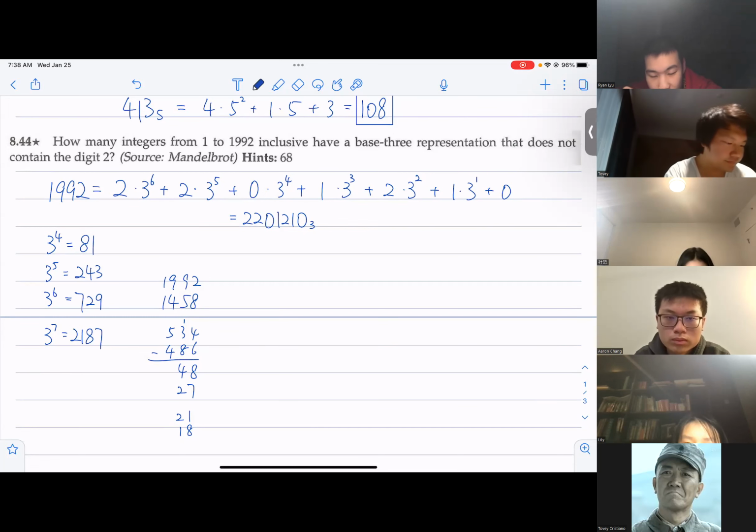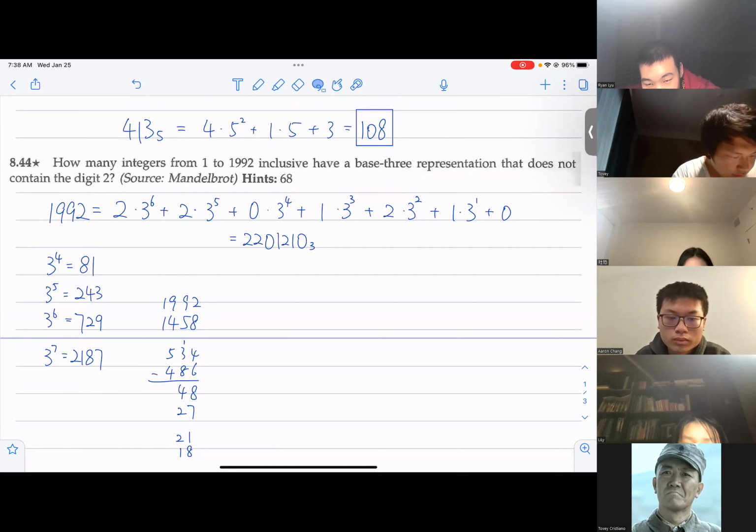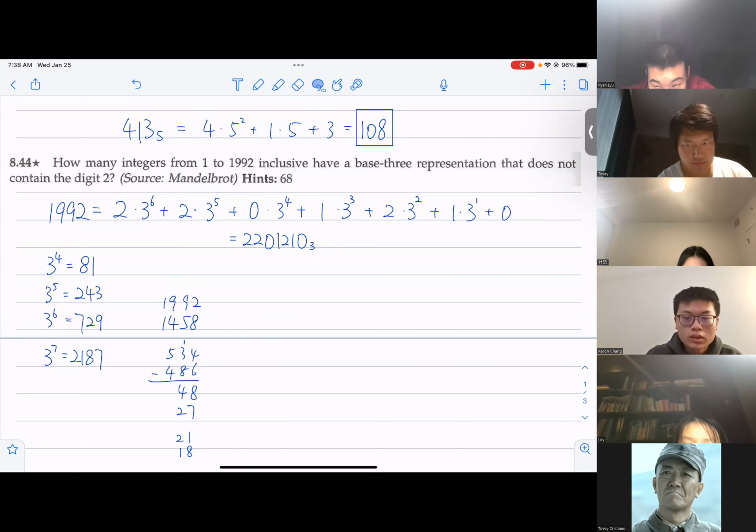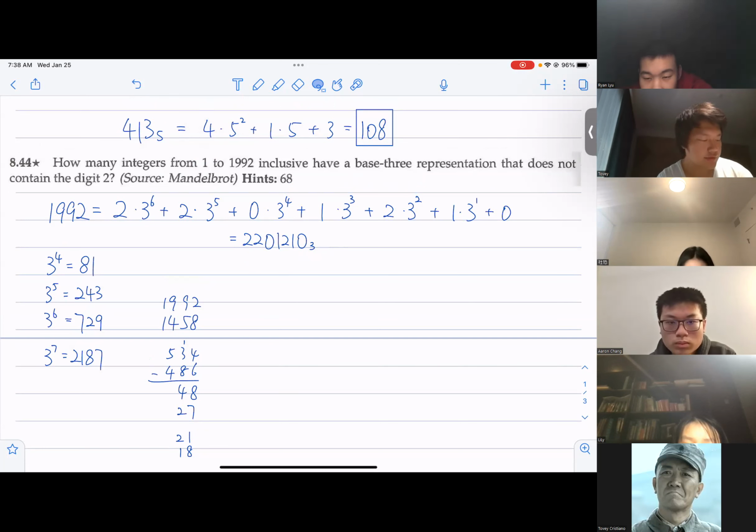Okay, very good. So basically from 1 in base 3 to this big number in base 3, we're going to count how many integers among them don't contain a digit 2, right? Okay, so what is a trick to this?